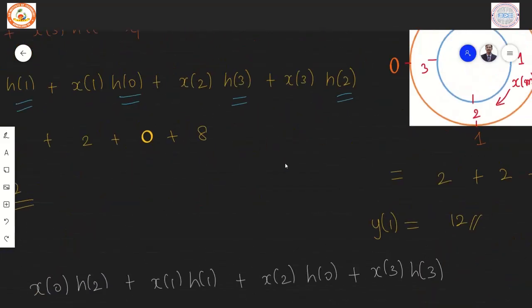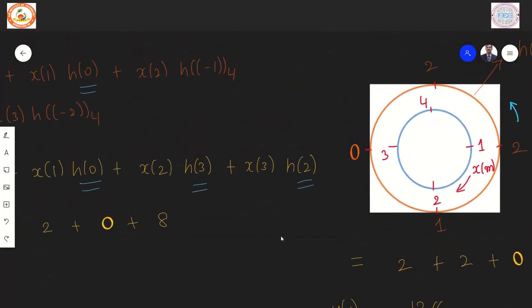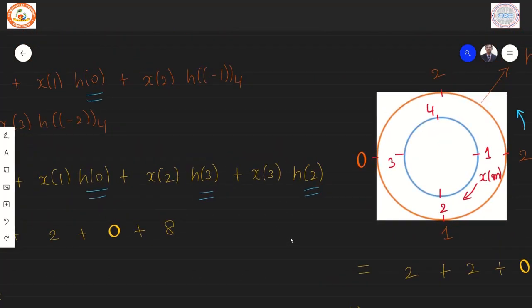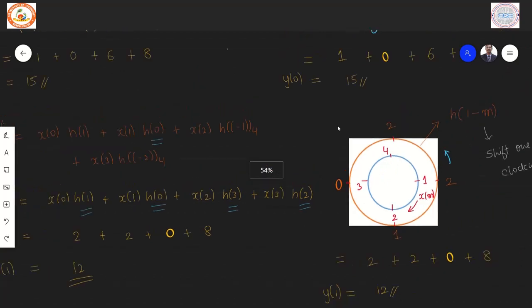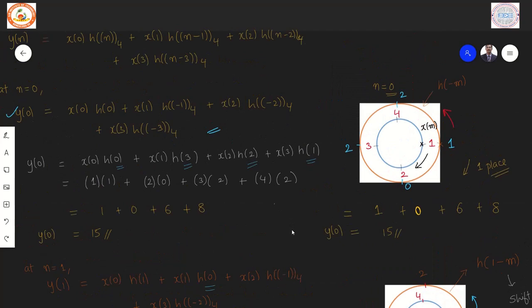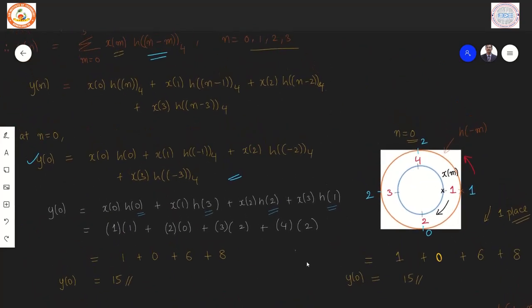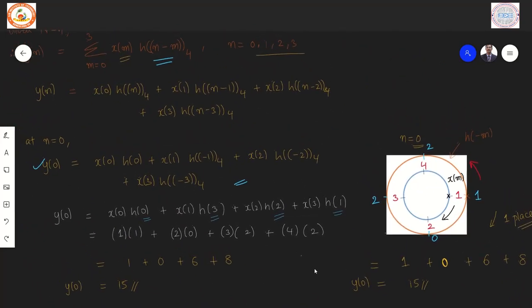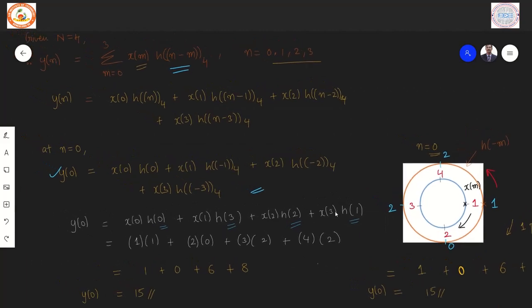So this has to be done for different values: n is equal to 0, n is equal to 1, n is equal to 2 and n is equal to 3. Now let us represent the two sequences in the form of circles. We'll just see how it is done. If you take a look at the expression for n value equal to 0, it will become x of m into h of minus m, because the n value we have taken is 0.